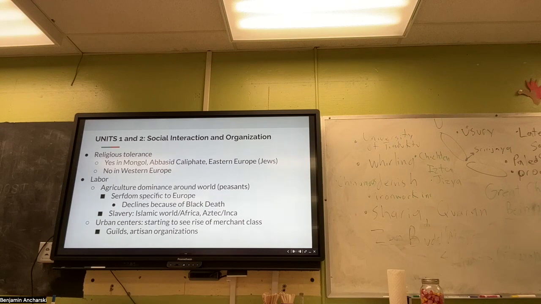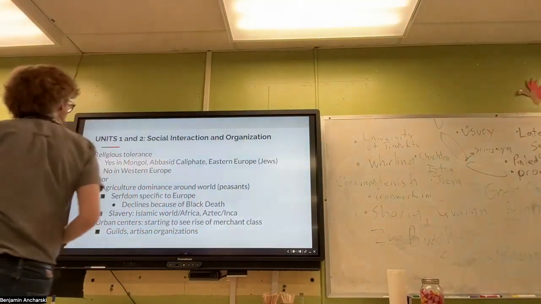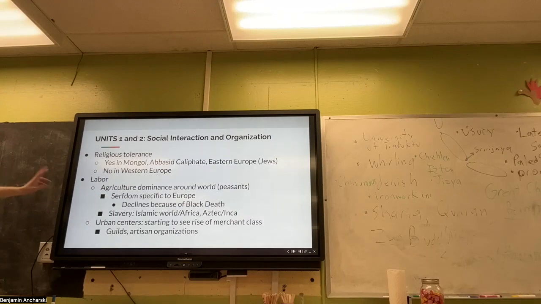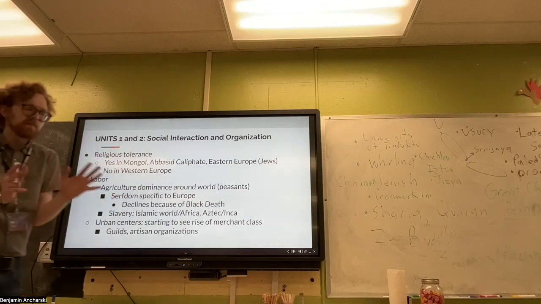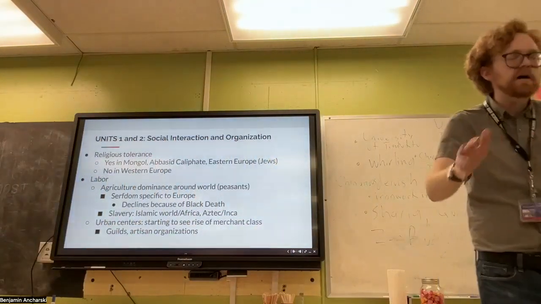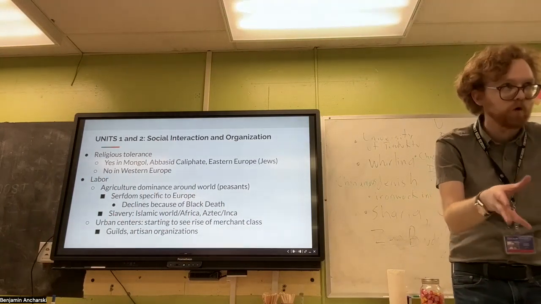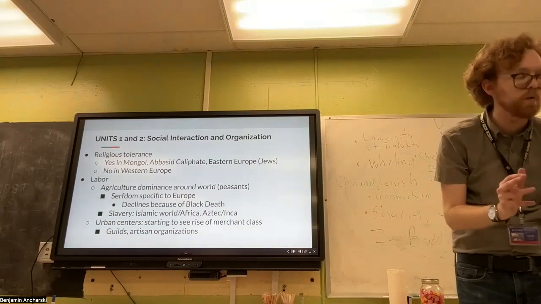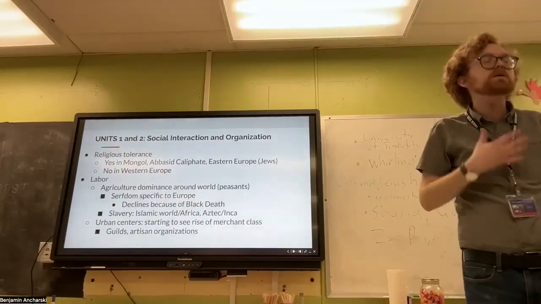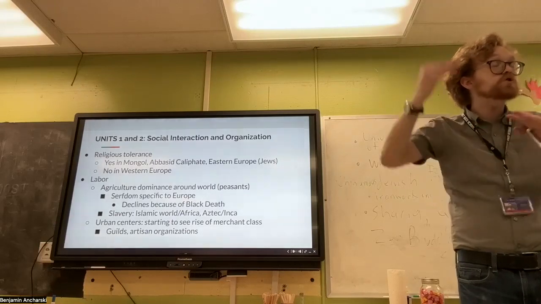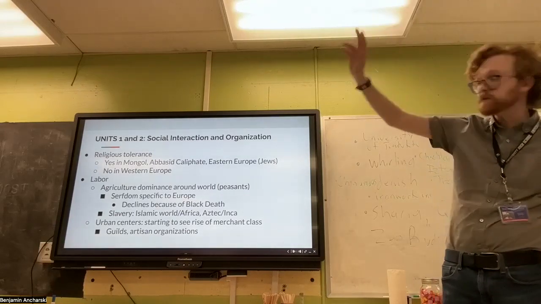All right, in terms of labor, where are people working? Farms, farming, farms, peasants. That tends to be the trend. The other thing is that serfdom tends to be specific to Europe. And serfdom is going to decline because of the Black Death. That's just a general true statement. The main reason for that is that as serfs die off, their labor becomes so much more valuable. They have more bargaining power. They can move wherever they want to because their value as a worker is so much higher since there are so fewer workers because all of them are dead.